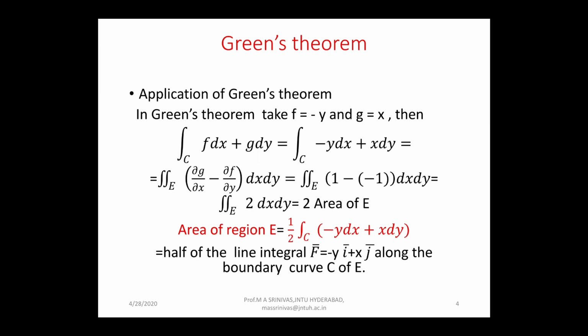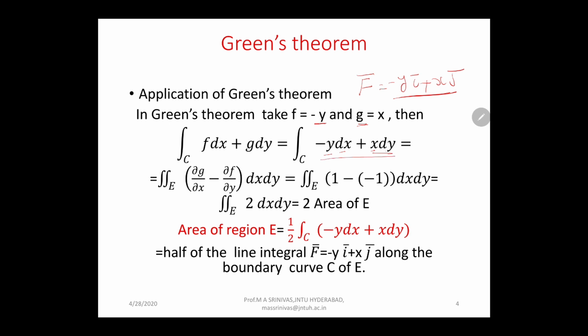Now, as an application of Green's theorem, let us learn one important result. In Green's theorem, in place of f if I take minus y and in place of g if I take x, that means I am considering a function f bar which is minus y i bar plus x j bar. If I apply Green's theorem on it, just now we learned what Green's theorem is. The line integral of f bar, what is it? F bar dot dr bar, that is f dx plus g dy.